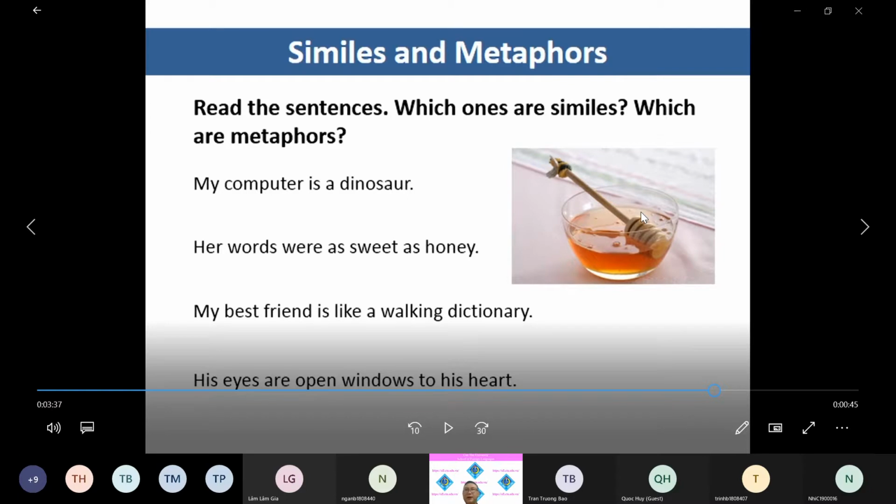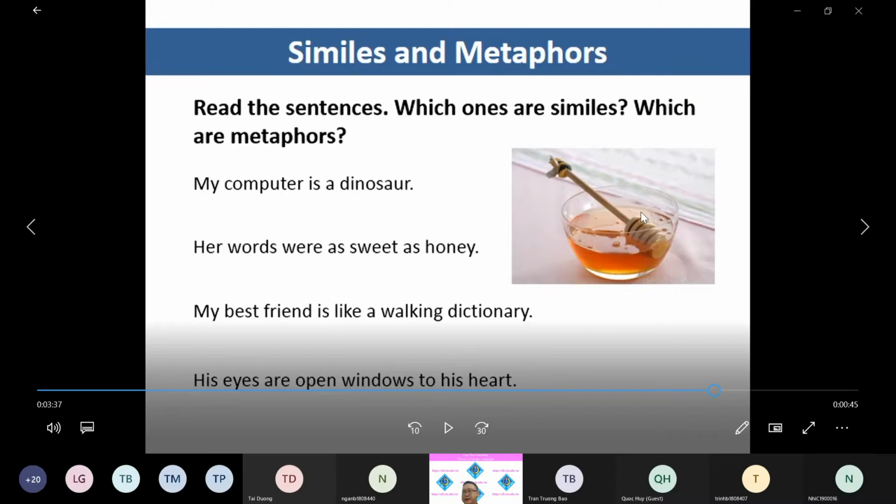What are the signals to recognize something as a simile? It is the word like or as. Like or as. So which ones are similes in this exercise? The second and the third. Second and the third with as and like, and the others are metaphors. Metaphor. So, do you know what these 4 sentences mean?